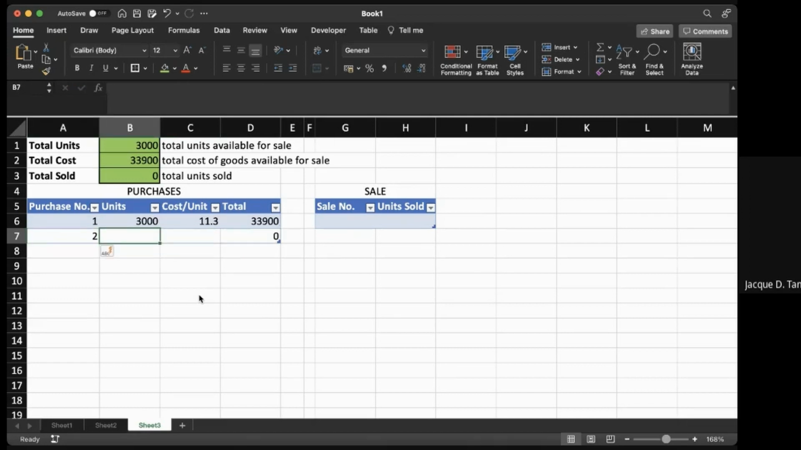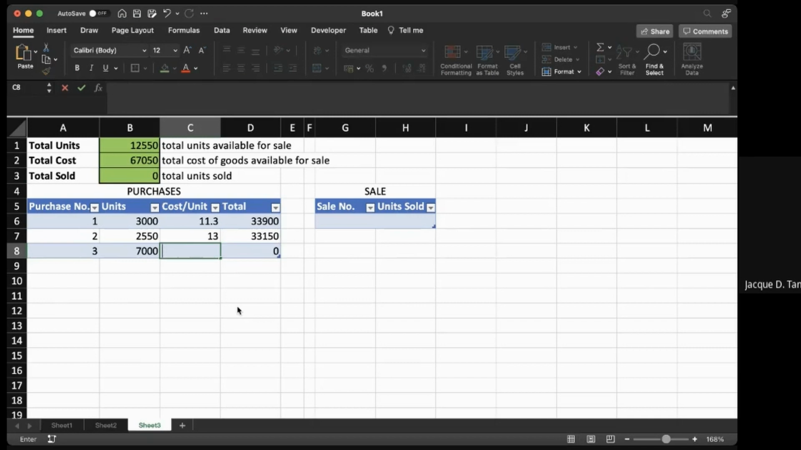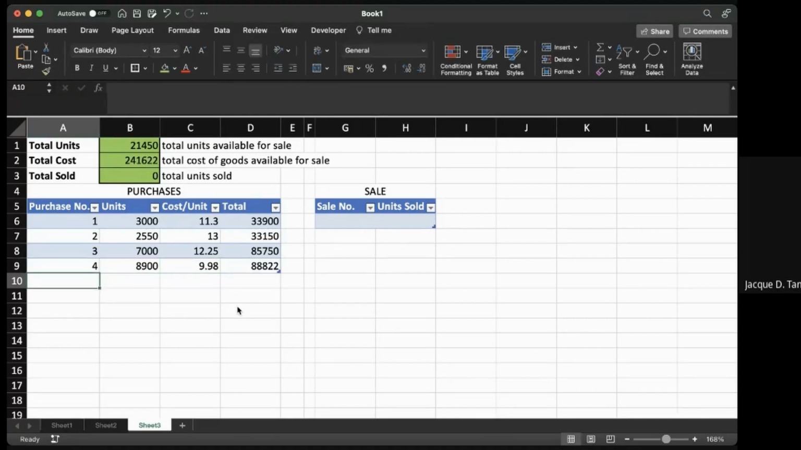Next, purchase 2. Automatically, as you can see, there is a sequence. So if you place your unit, let's say 2,550, and the cost per unit is 30, it automatically computes series. Let's input another series. Let's say 7,000 and 12.25. Another series, let's say 8,900, 9.98.